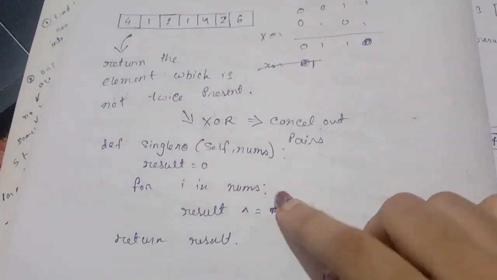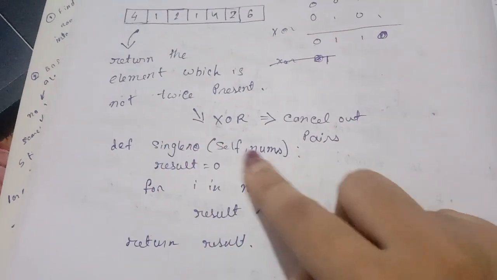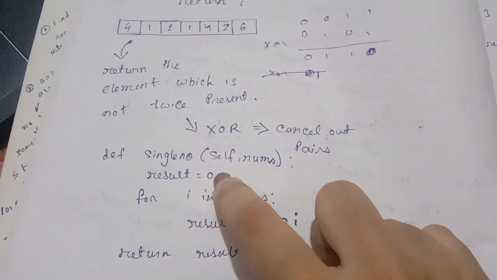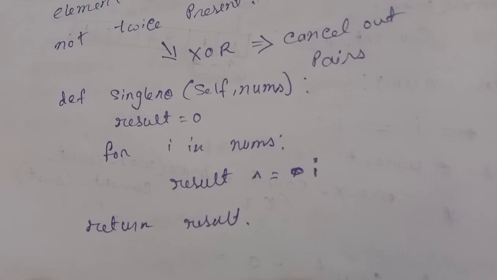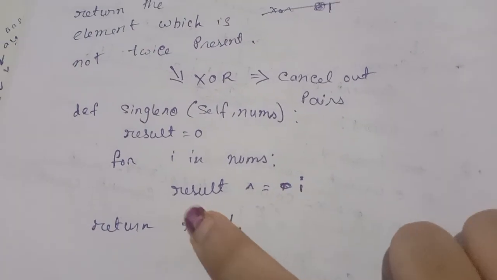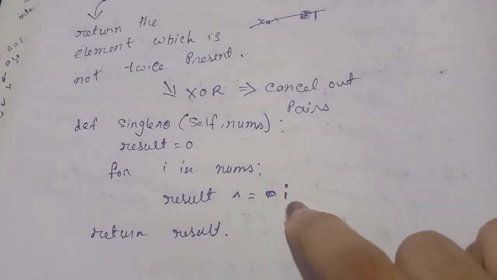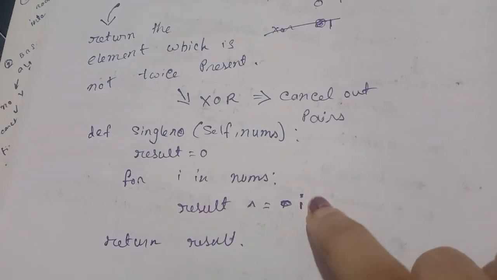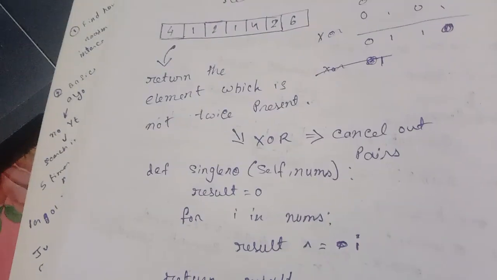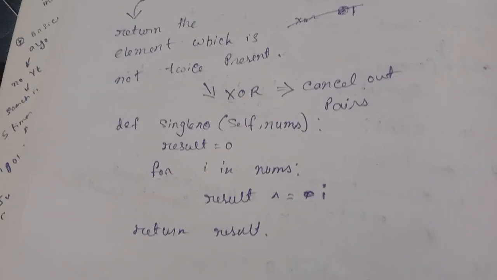So let us first see the code. This is the function we are defining. We take a variable, result, with 0 as the initial value, then we iterate over the array nums, and here we perform the XOR operation, result XOR equal to i, and then we return the result. But the question can arise of how this is applicable. So let's see the application.